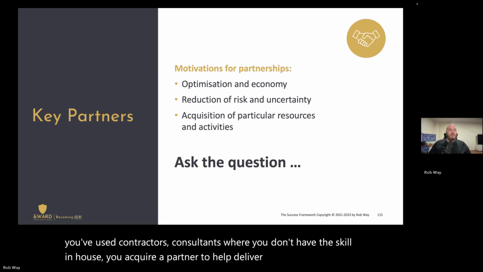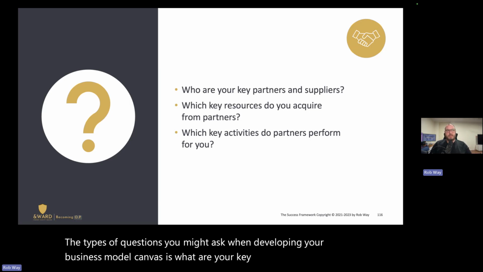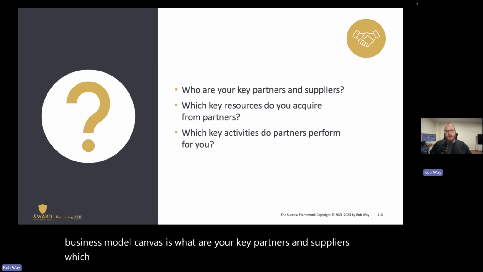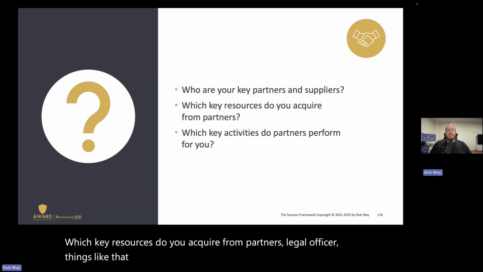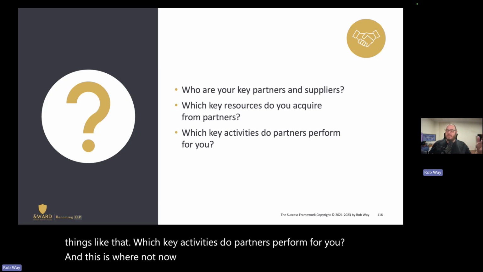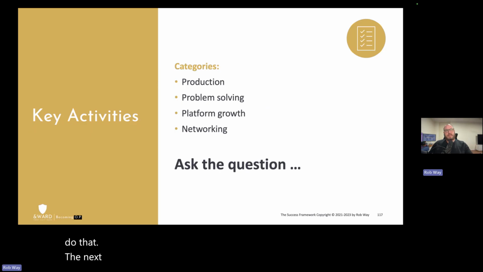The types of questions you might ask when developing your business model canvas is, what are your key partners and suppliers? Which key resources do you acquire from partners? Legal officer, things like that. Which key activities do partners perform for you? And this is where, not now, but in a bit, you can use the template to do that. The next section is key activities.